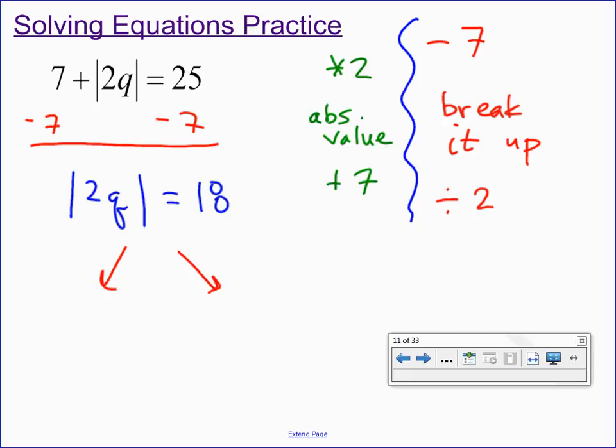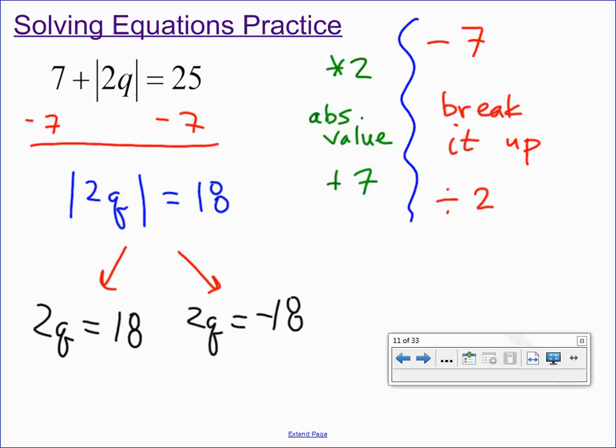We're going to break it up into two separate equations. One, where my quantity inside the bars, in this case 2q, is set equal to the positive distance number. One equation where my quantity inside the absolute value bars, 2q, is set equal to the negative distance number. Remember, this is simply asking what two numbers are a distance of 18 units away from 0. Easy cheesy. 18 is 18 steps away from 0, but so is what? -18. Margo, you're fun. -18 is also 18 steps away from 0.